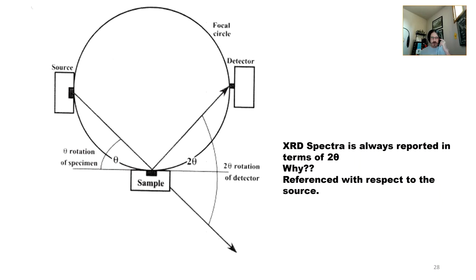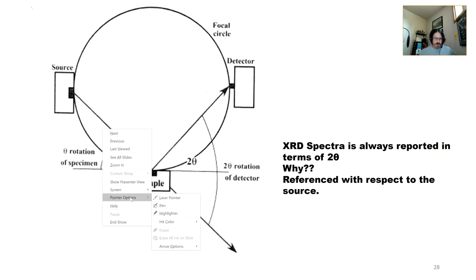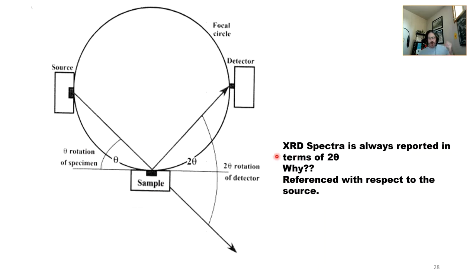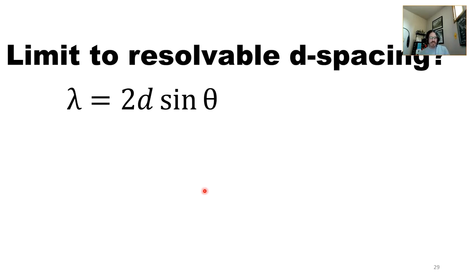Kind of rehashing what we said before, I actually hate this diagram because it makes you think that it's always a 90 degree angle, but it's really not. The XRD spectra is always reported in terms of 2 theta. If you go back to the first slide, you'll see the x-axis was 2 theta. Why, you may ask? Well, the detector is always referenced with respect to the source. If you draw a line continuing from the source through the sample, you actually get 2 theta from that. So 2 theta is always reported with respect to the source. That's why.